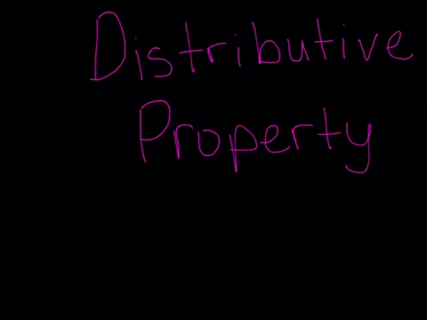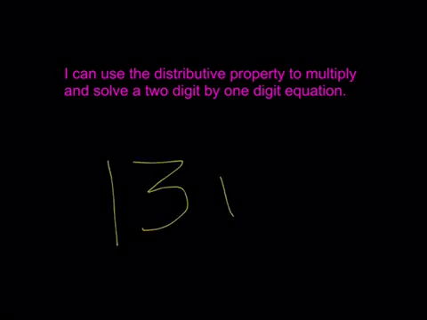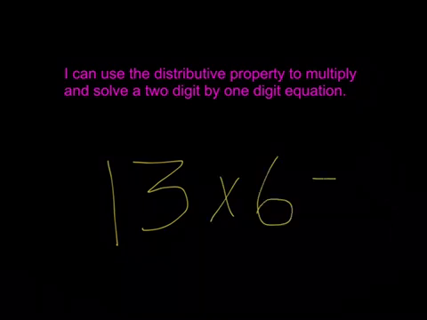When we're going from working with one digit by one digit multiplication equations and we start talking about two digit by one digit multiplication equations. So our I can statement today is I can use the distributive property to multiply and solve a two-digit by a one-digit equation. So a two-digit by a one-digit equation would look something like this: 13 times 6, and trying to solve that.